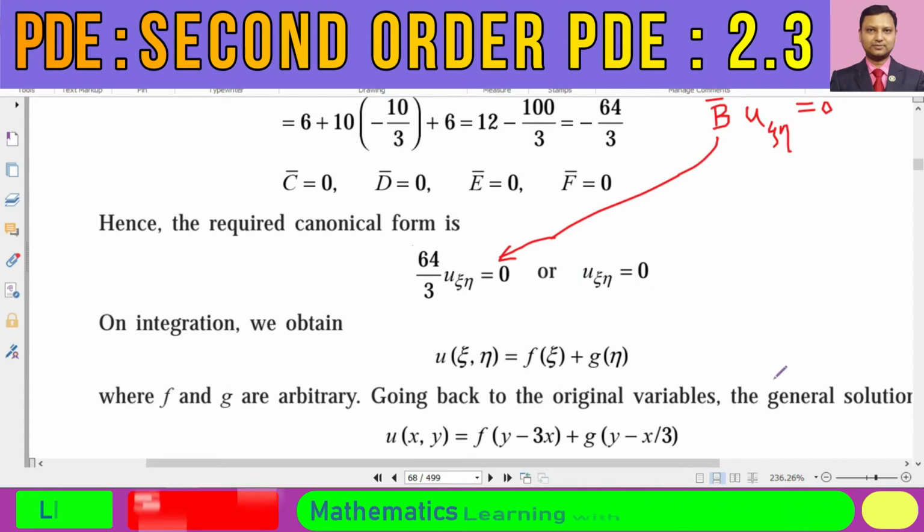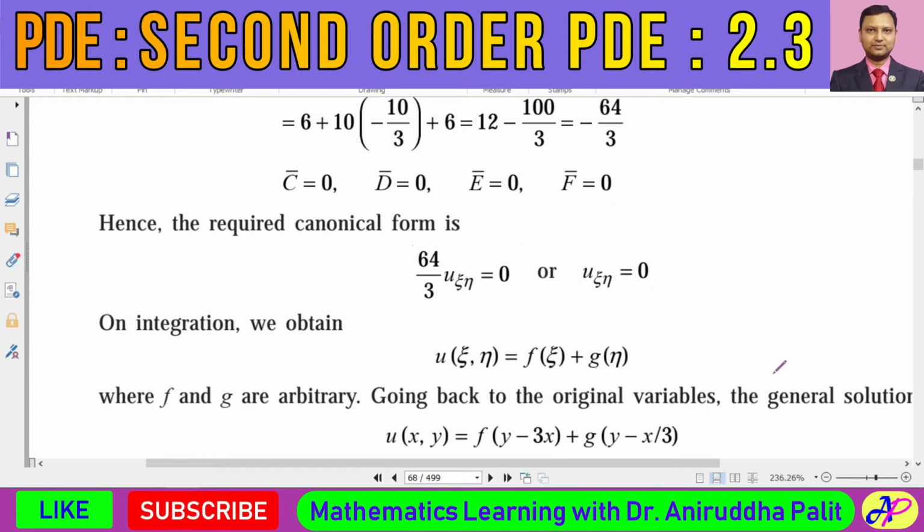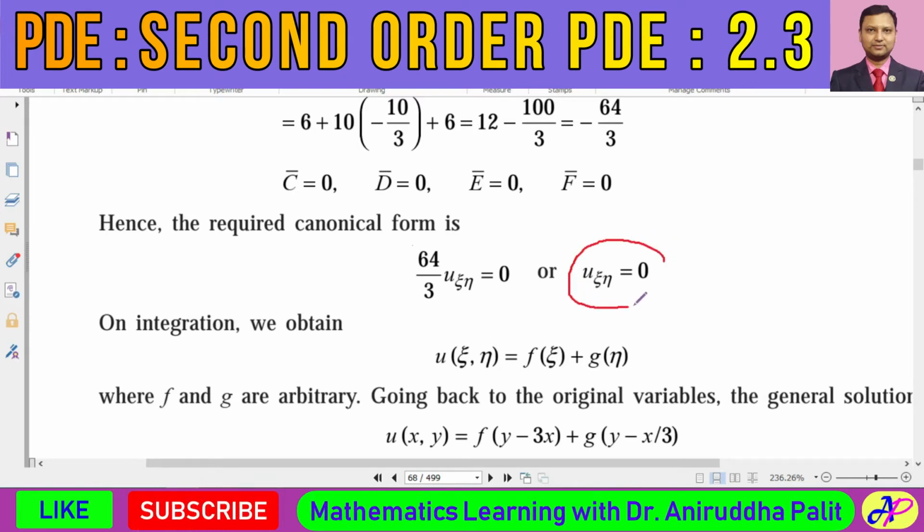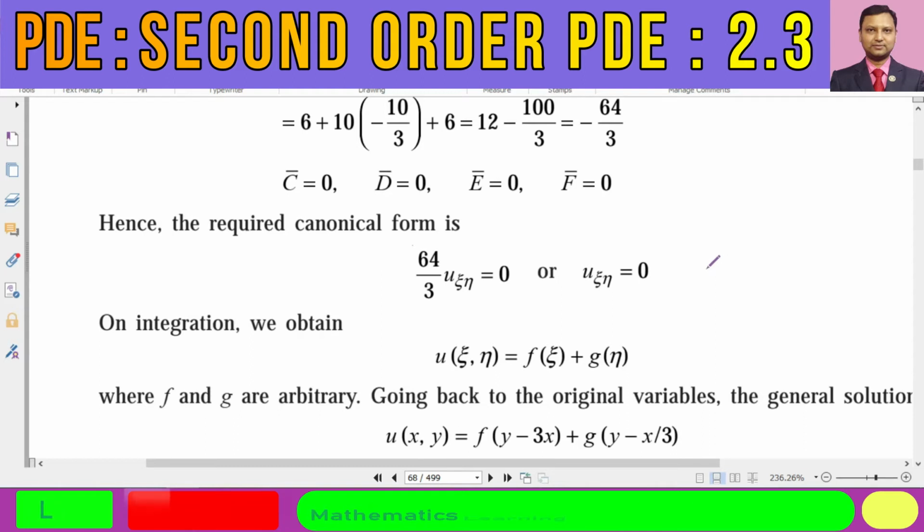Now you can stop over here. You can stop your computation whenever you get this kind of canonical form. But this is a very easy canonical form, and this is easy to integrate, so you can further integrate it.